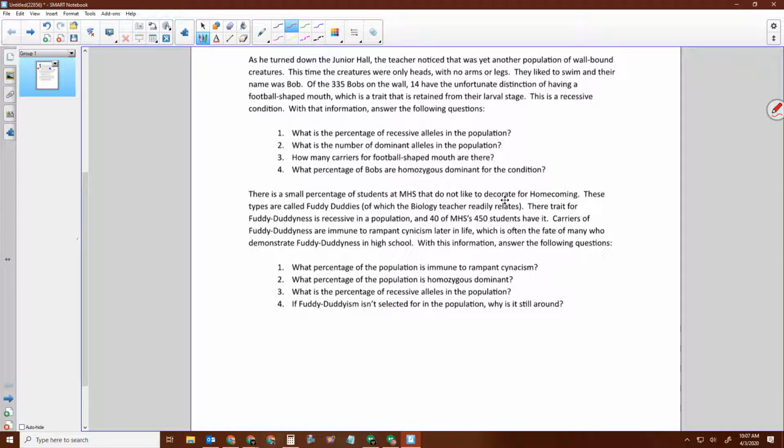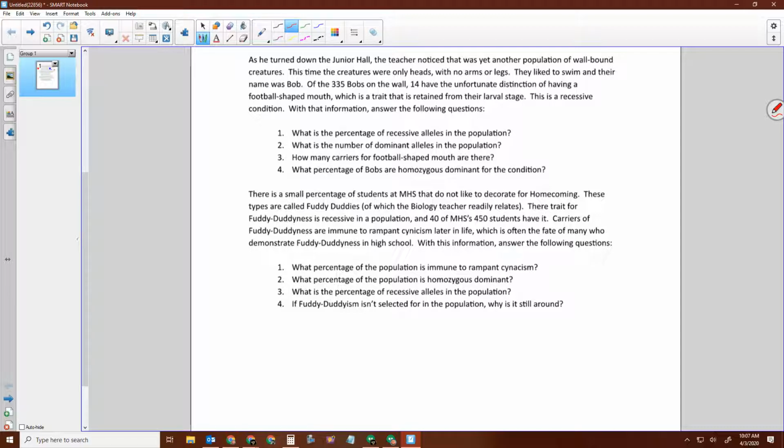Of the 335 Bobs on the wall, 14 had the unfortunate distinction of having a football-shaped mouth, which is a trait that is retained from a larval stage. This is a recessive condition. With that information, answer the following questions. And so 14 out of 335 have the recessive condition.